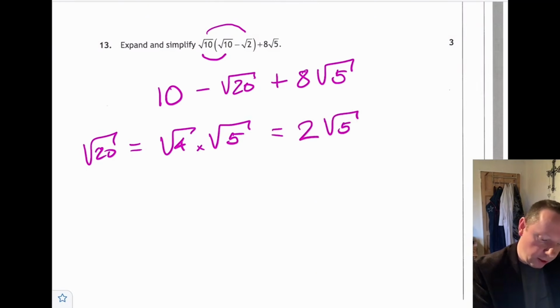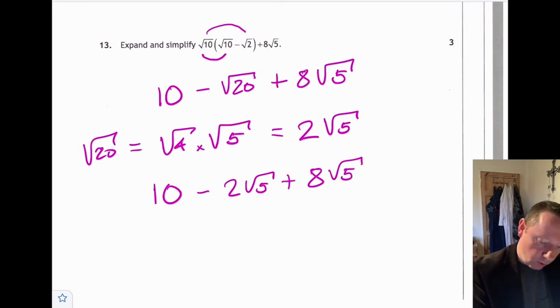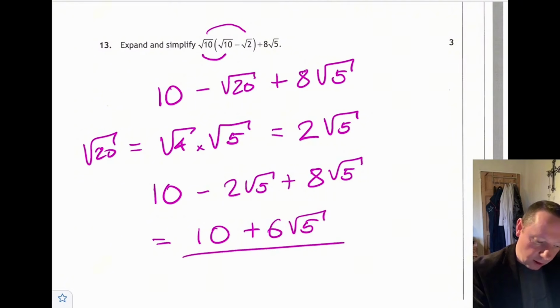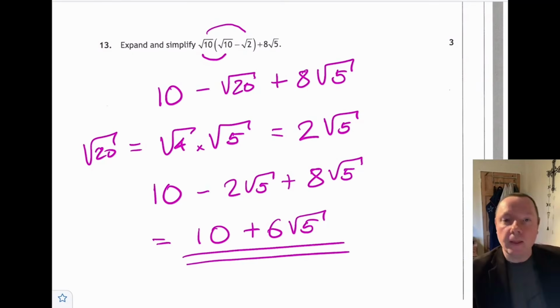So I can rewrite my problem as 10 minus 2 root 5 plus 8 root 5, which equals 10, and 8 minus 2 is 6, so plus 6 root 5. And we're done. Can't add the 10 and the 6 root 5 because they're different from each other. One's a whole number, one's got a root in it.